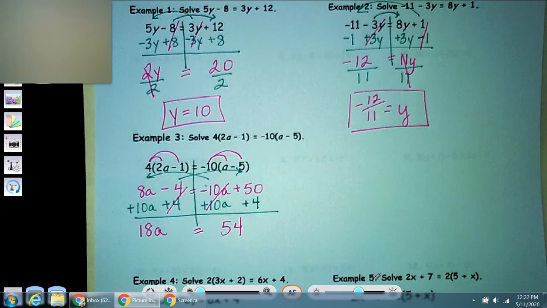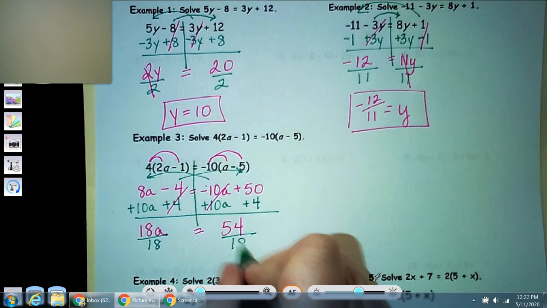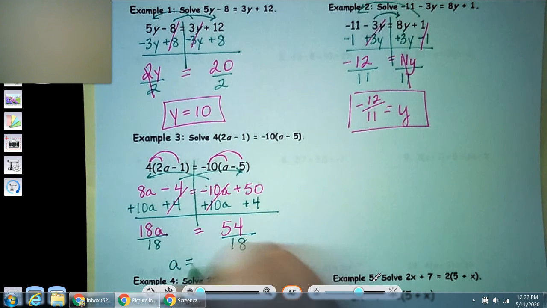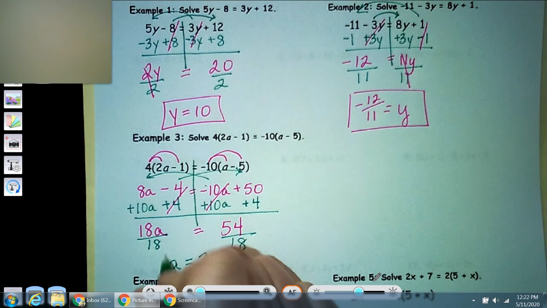And then my last step is to get that a by itself. I'm just going to divide both sides by 18. And again, remember, you can use the calculator on this part. 54 divided by 18 is 3, so a equals 3.